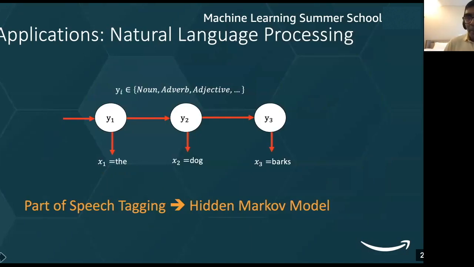Another example is from natural language processing, where we use a hidden Markov model to assign parts of speech tags such as noun, pronoun, etc. to the words in a sentence. So this can be very useful for a host of applications such as information retrieval, text to speech, etc. In fact, Amazon Alexa is one very good example where you can use a network of this type to do text to speech synthesis.